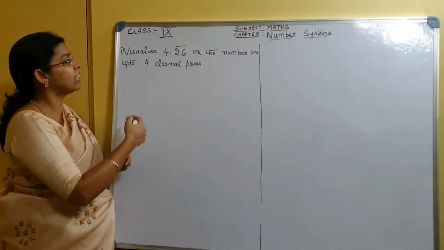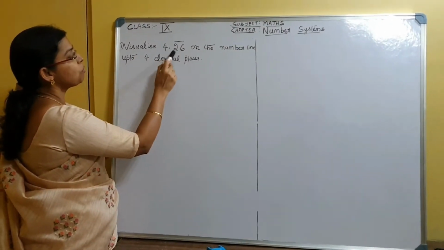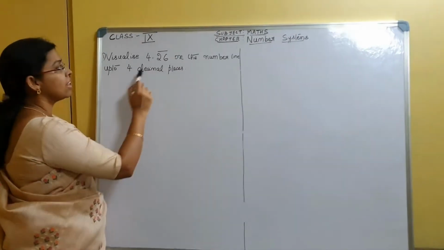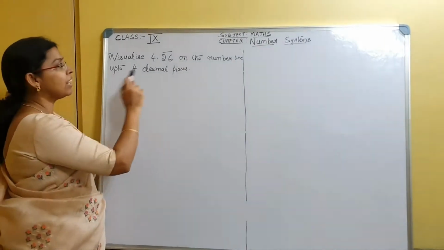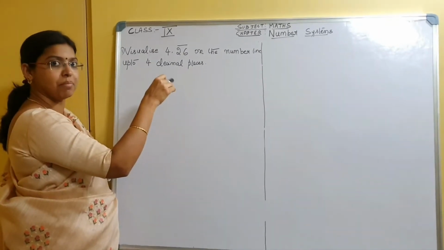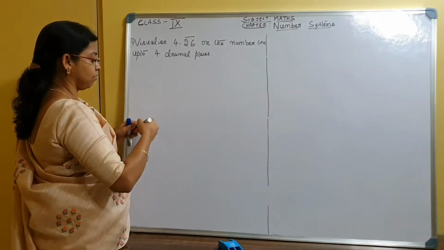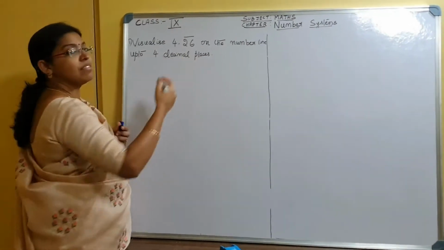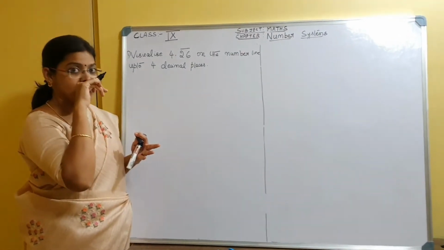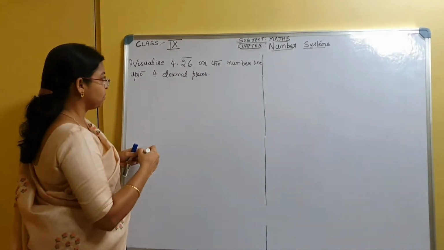Okay children, we will go to the next set of problems. Here what do we see here? Visualize 4.26 bar on the number line up to 4 decimal places. What does this number signify? Two digits are recurring, so it is a rational number because it's recurring, and it is also non-terminating. When we say it's non-terminating, that is, they do not stop. The division does not stop. The decimal expansion does not stop.